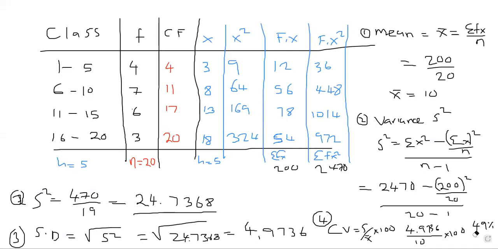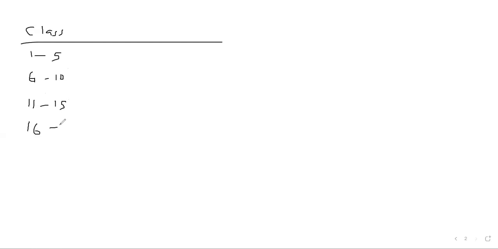So to find the mode and the median, remember, our classes are what? 1 to 5, 6 to 10, 11 to 15, 16 to 20. This is in bar chart form because these numbers are not touching, they're not continuous. They need to be continuous, so you need to adjust them. So this is the adjusted class.